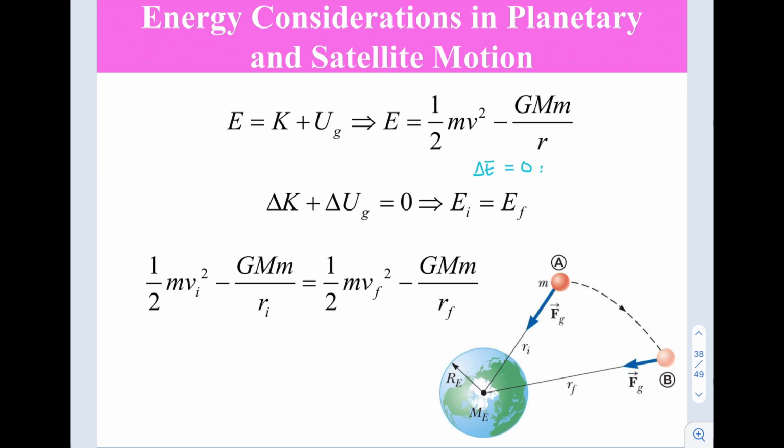It means that E final equals E initial. So from that, we can have this kind of pattern of equation. This is kinetic energy initial, this is potential energy initial, and equal to kinetic energy final, and here is potential energy final.